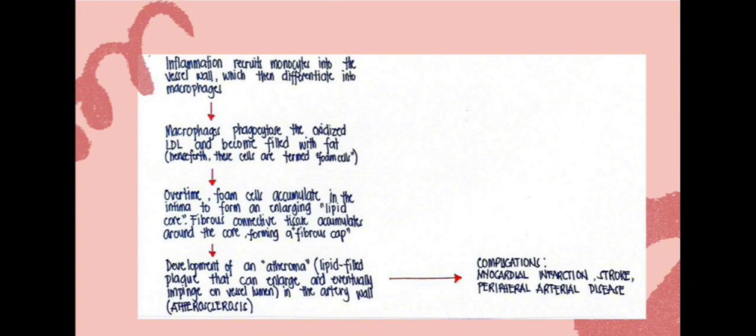Finally, the most severe complication of atherosclerosis occurs when these plaques rupture and cause blood clots. A blocked coronary artery leads to a heart attack, while a blocked cerebral artery leads to a stroke. In the peripheral arteries, a clot can cause gangrene due to reduced blood flow. This complication underscores the importance of early detection and management of atherosclerosis.